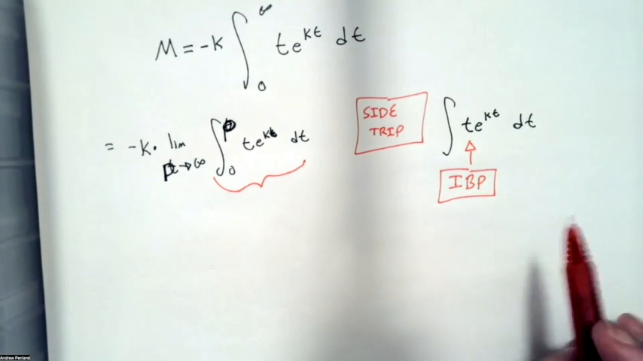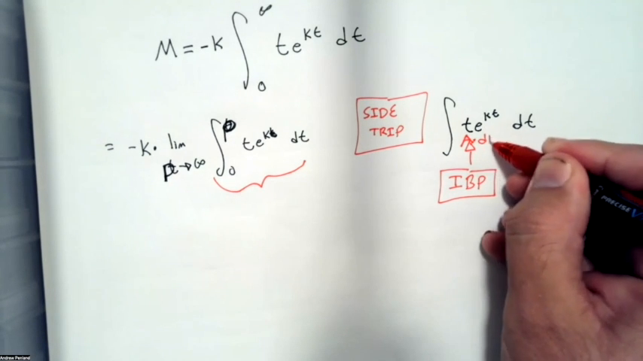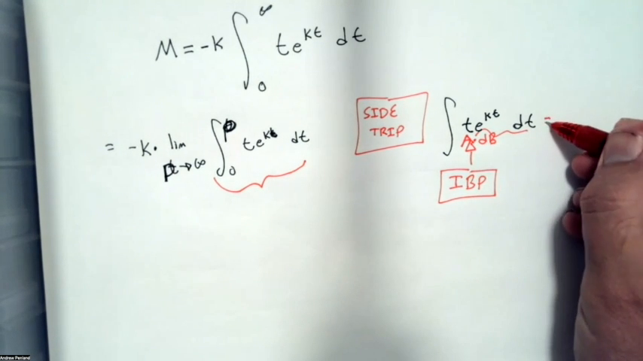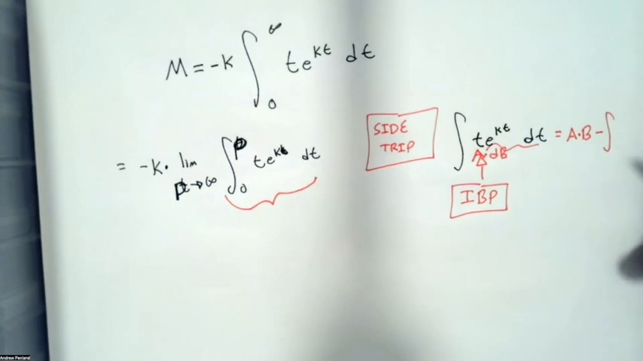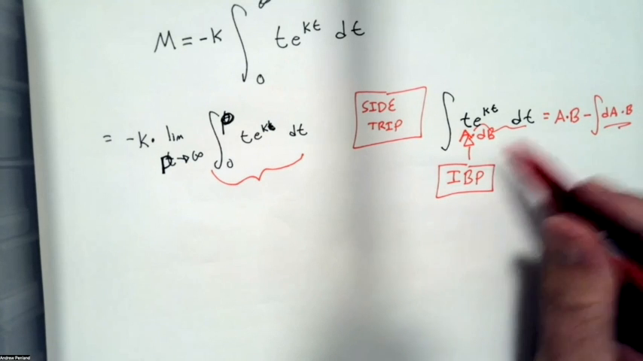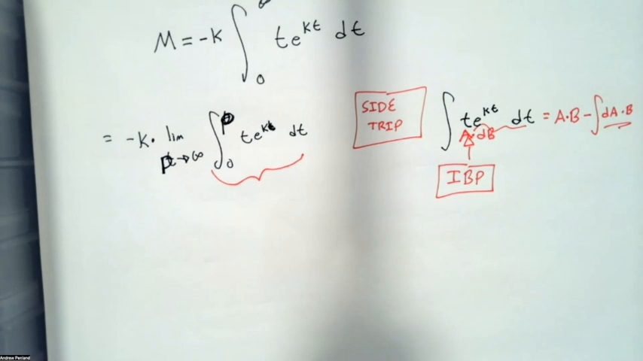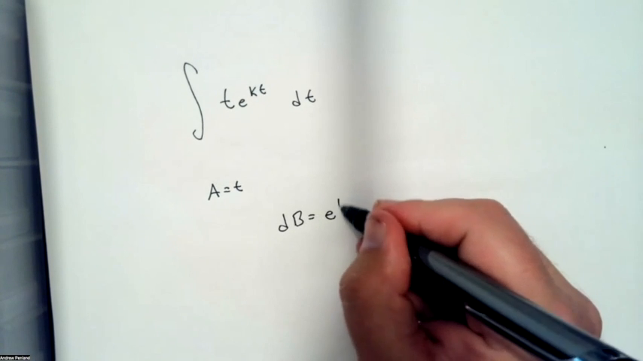Integration by parts says if you can write this as a times db, the product of two things, then the antiderivative is equal to a times b minus the integral of the derivative of a times b. That's just the integration by parts formula. It comes from reversing the product rule. A is equal to t, and db is equal to e to the kt.